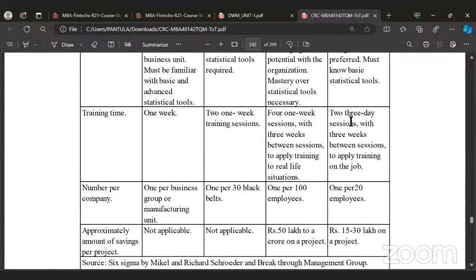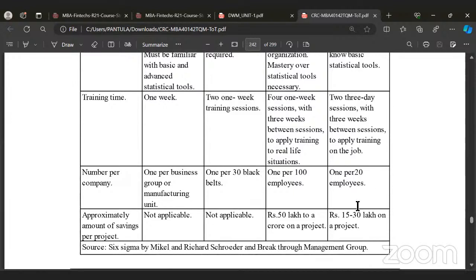Training time: 1 week, 2 weeks. One week of training is required, in a 1-week training session or 2-3 days sessions. Between sessions, they apply it here. So the number per company: one per business group, one per 30 black belts. One for 100 employees, one for 20 employees.